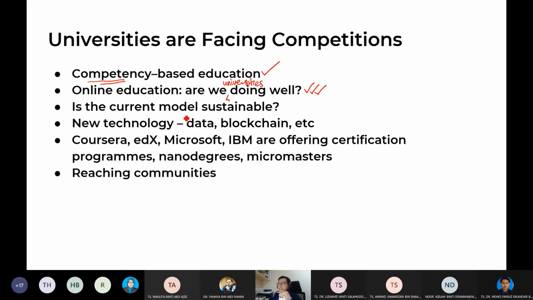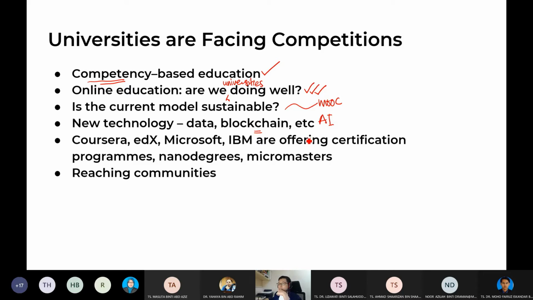So is the current model sustainable? Our plan with MOOCs, our plan with short courses, what we are doing right now, can it be sustainably done in the next 5-10 years? Can we get more students? What if we get 10,000 students doing our homework? Are we ready for that? And then we need to use technology: data collecting of learners' data, blockchain for security of digital credentialing, and also AI, for example for assessments. So we need to embark on this one.